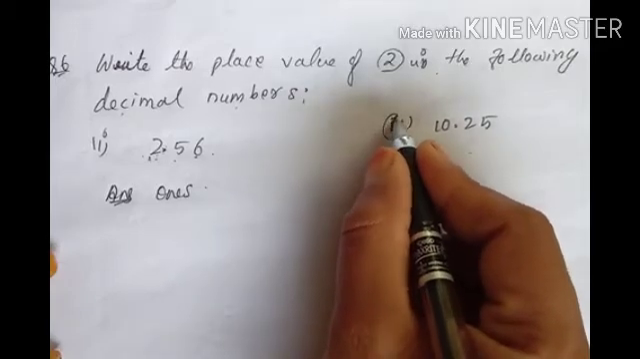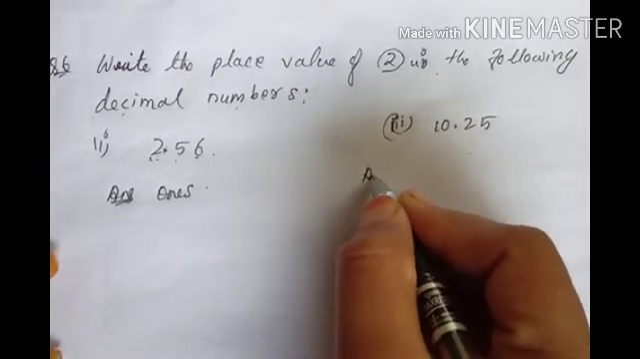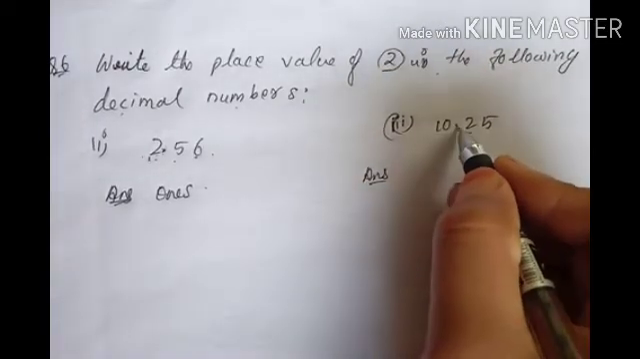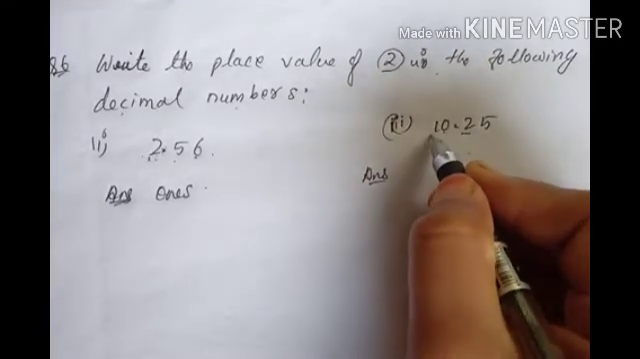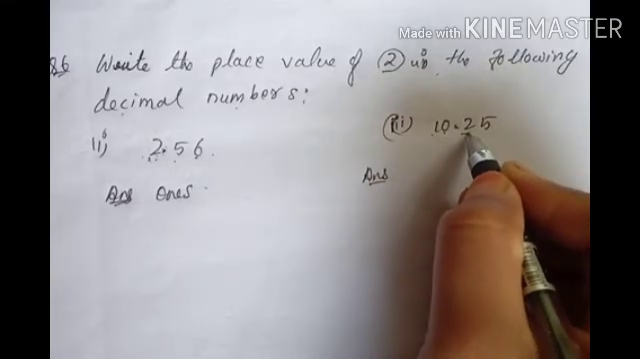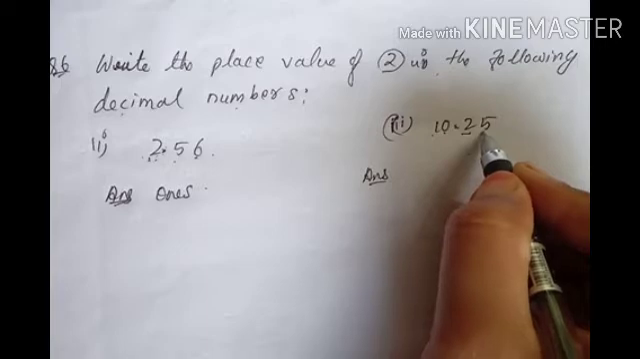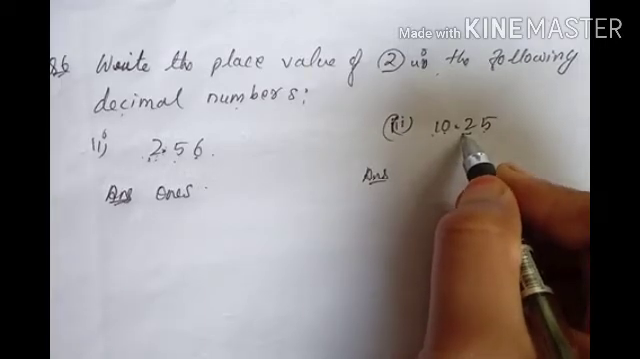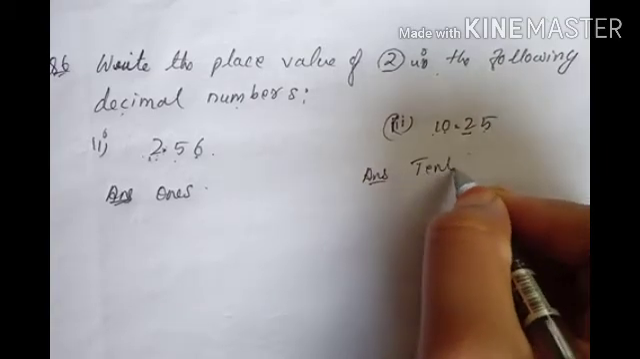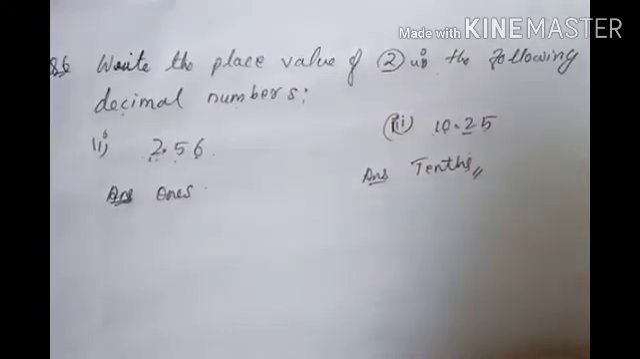Now question number 3. 2 is in which place? If it is before the point, then this is the 1 place and this is the 10 place, isn't it? Now after the decimal, what is this? First will be 10th, then 100th. Now 2 is in which place? 10th place, isn't it? So simply you will write tenth, TENTH. Okay, you will write like this, tenth.